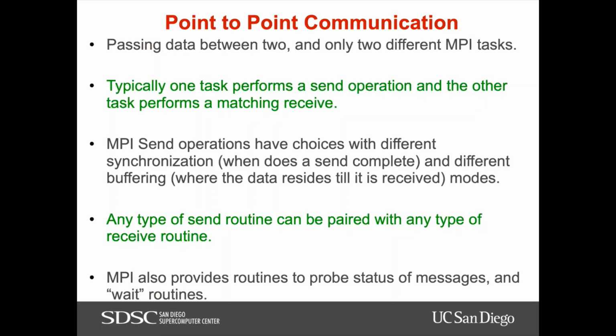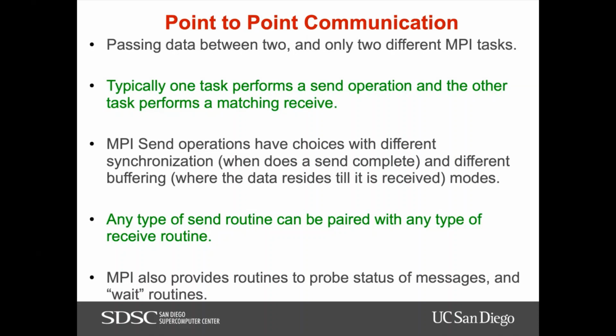So now I'm going to go a little bit deeper into each of the communication types and how you can pass data and so on. Starting off with point-to-point communication, this is basically if you're passing data between two and only two different MPI tasks. So say you're going from task 2 to task 4, for example. Typically one task will do a send and the other will perform a matching receive.